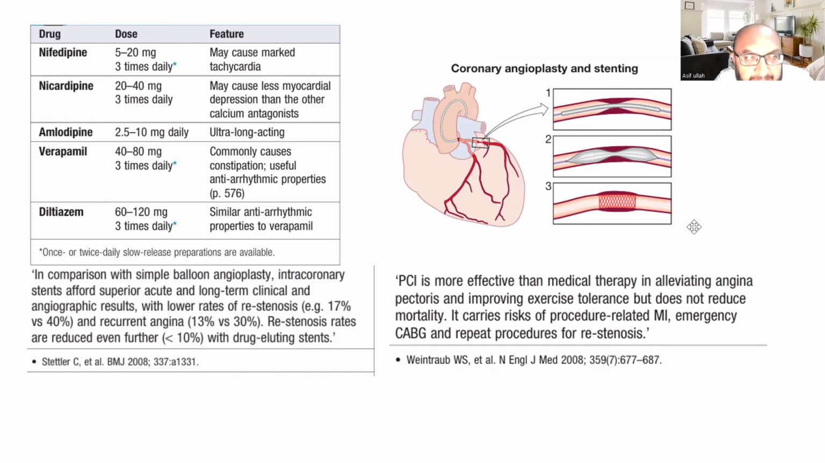So, with low ejection fraction and a possibility of heart failure, they may be better with nicardipine. Amlodipine, 2.5 to 10 mg daily, is an ultra long acting drug, a very good medication for management. Verapamil 40 to 80 mg 3 times a day commonly causes constipation and also has antiarrhythmic properties. Diltiazem 60 to 120 mg 3 times a day has similar antiarrhythmic properties to verapamil. Slow release preparations are now available for both verapamil and diltiazem.